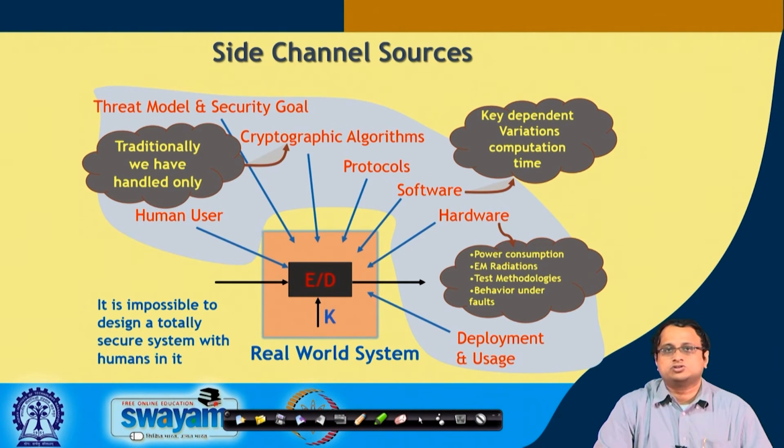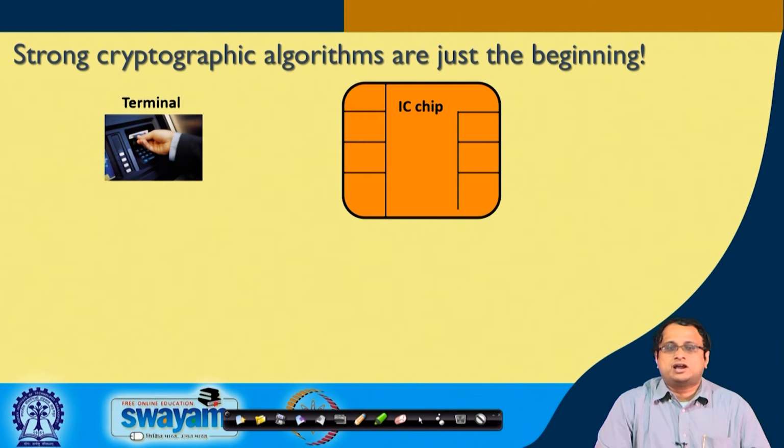And in hardware, of course, you have several side channel sources like power consumption, EM radiation, test methodologies, and behavior under faults, which all can lead to efficient mechanisms of attack. Therefore, when you want to really make secure hardware, you need to take care of these threat scenarios and properly address them. The fundamental claim here is that strong cryptographic algorithms are important, but they are just the beginning.